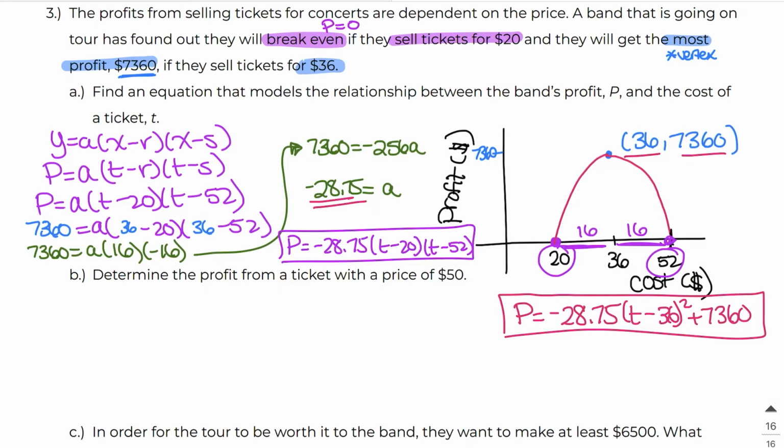So then part B says determine the profit from a ticket with a price of $50. I can use either equation and I would get the same answer. For this one, I'm going to use the factored form. If you want to use the vertex form and see if you get the same answer as me, go for it. This time we know that T is equal to 50. So I'm going to replace the T with a 50. Every time I see a T, I'm going to replace it with 50.